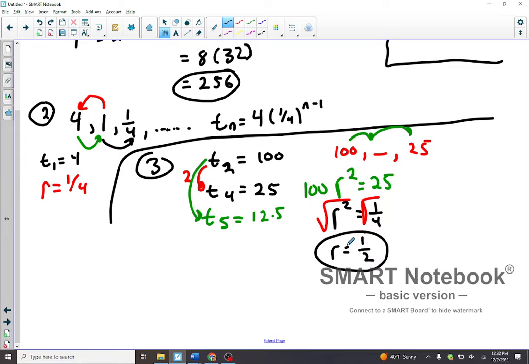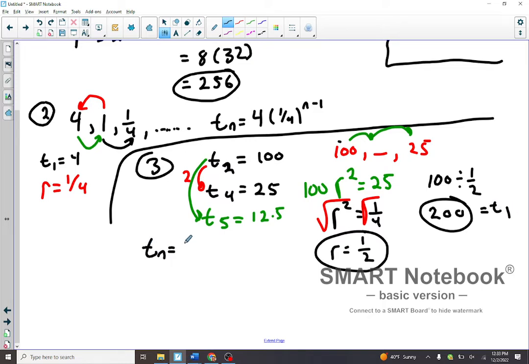I need the equation. T1, right? Then you multiply 100 by a half. No, not multiply, divide, because I'm going backwards, right? So 100 divided by a half, which would be 200, right? That's T1. I need you to just write your equation.